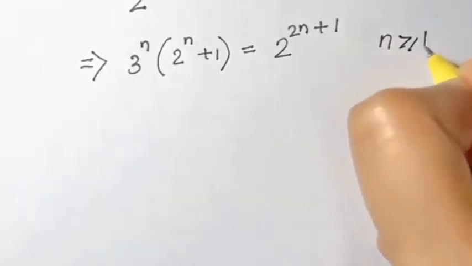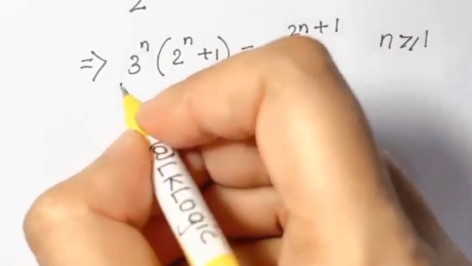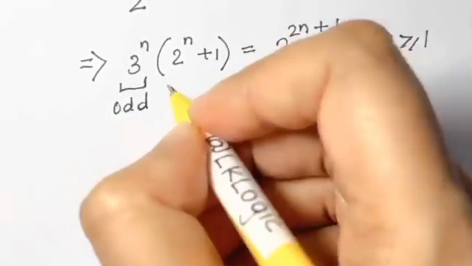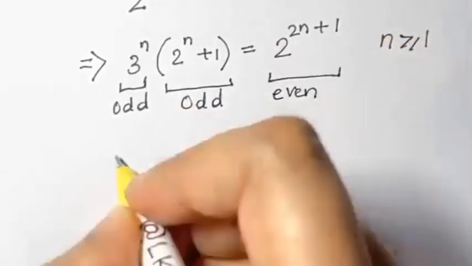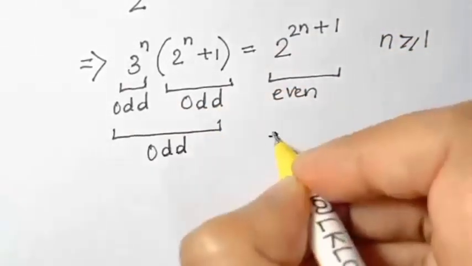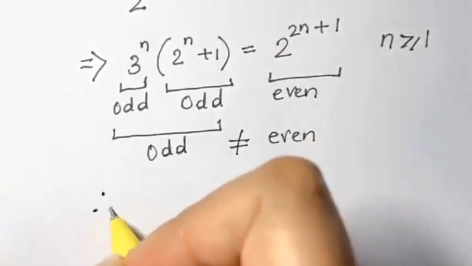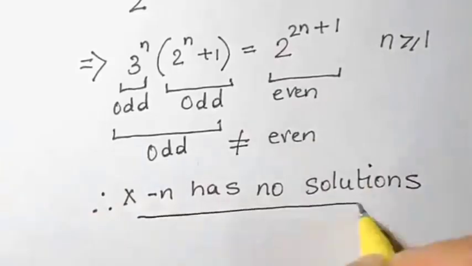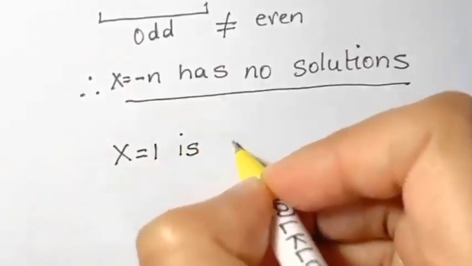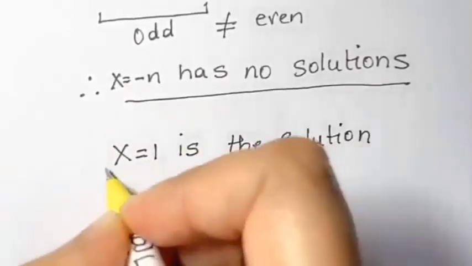As we already know n is greater than or equal to 1, so 3^n is odd, 2^n + 1 is an odd term, and 2^(2n+1) is an even term. And odd multiplied by odd is odd, which is not equal to even. So x equal to negative n has no solutions. The only solution is x equal to 1. Thanks for watching.